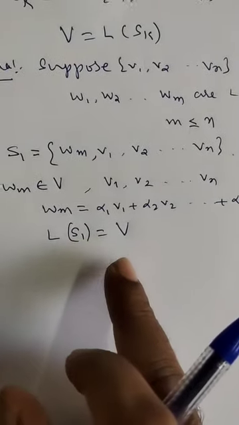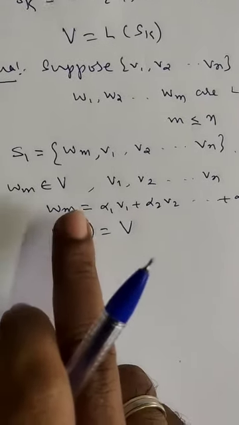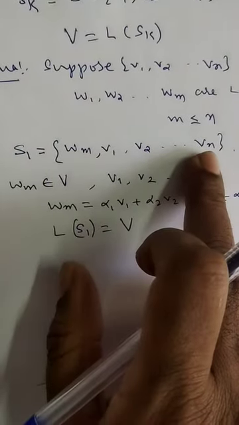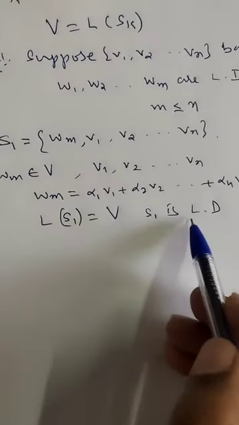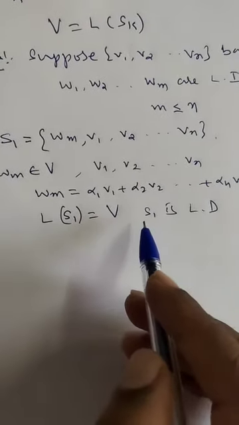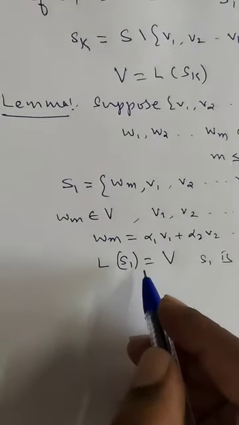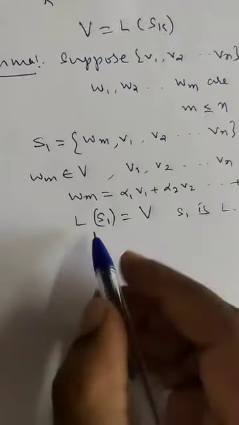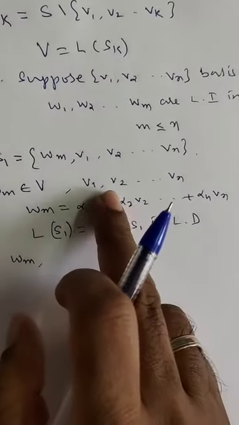Also clearly S1 spans V, so the spanning set contains more elements. And since wm can be written as a linear combination of the preceding ones, S1 is linearly dependent. Although it spans V, it is linearly dependent. So since S1 spans V, some proper subset of S1 definitely forms a basis of V. So some vector I will delete from this combination.